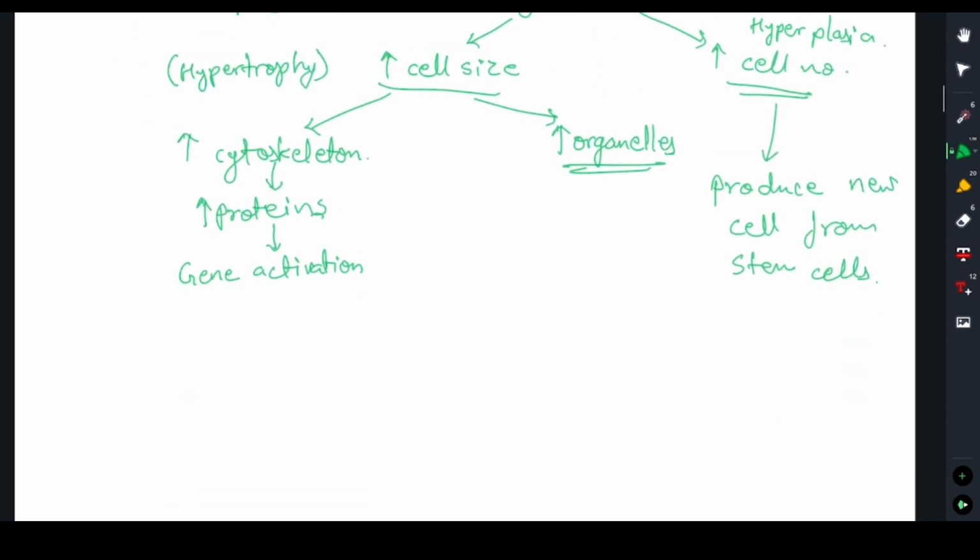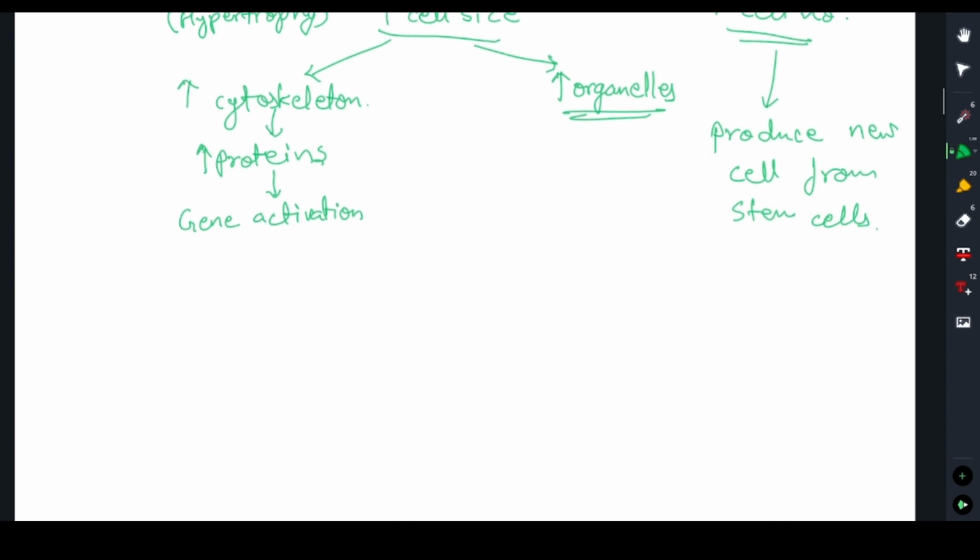Okay. Now usually these two processes occur together. Like for example, you can discuss the uterus during pregnancy, in which you will see that both hypertrophy and hyperplasia are taking place hand in hand. But now let's discuss permanent tissues. What's the case here?